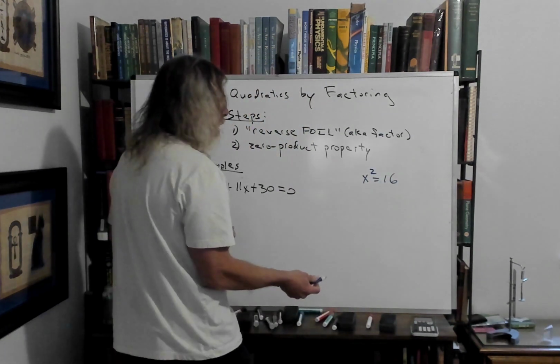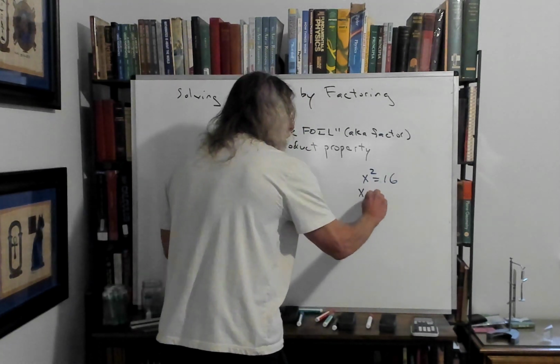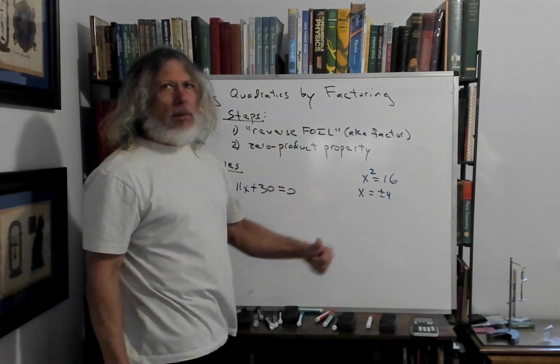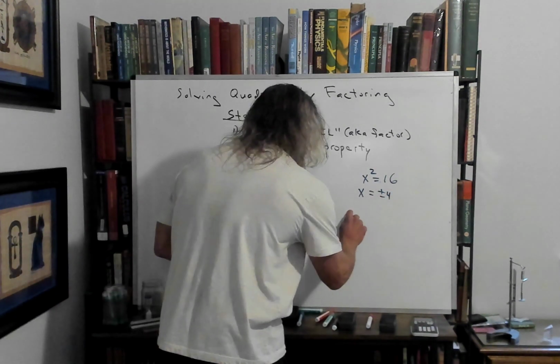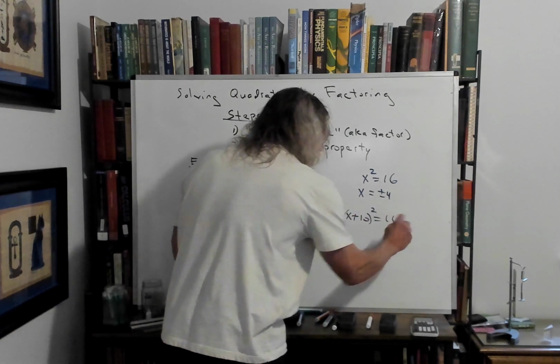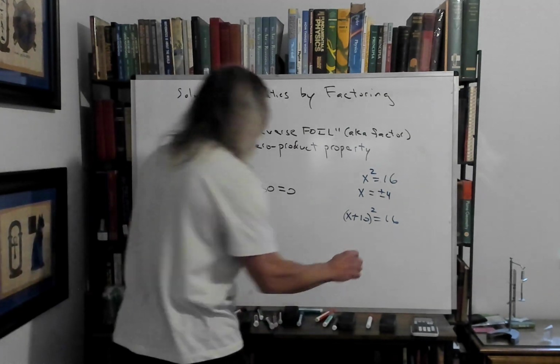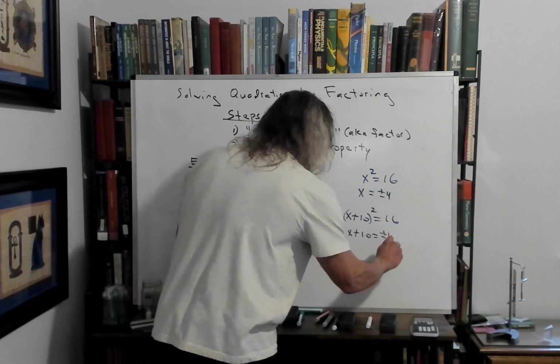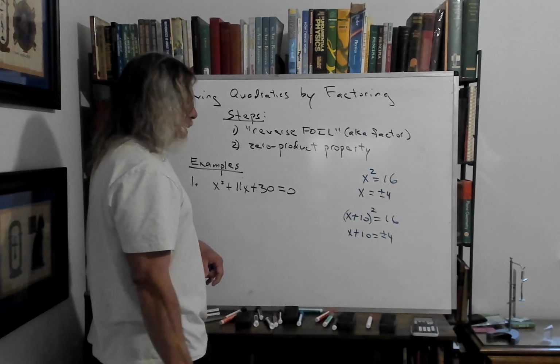x squared is 16, square root, x is plus or minus 4. Don't forget your plus and minus, please. Or x plus 10 squared equals 16. We square root. x plus 10 is plus or minus 4.